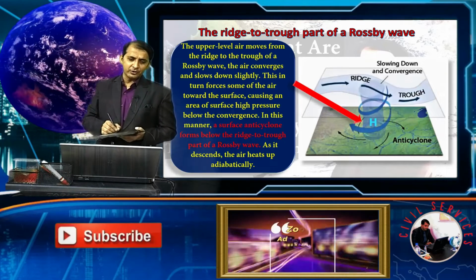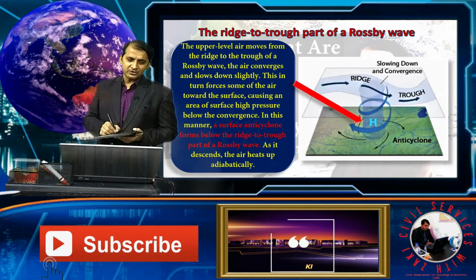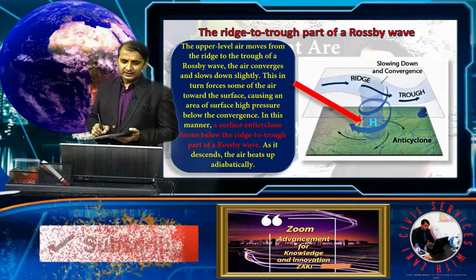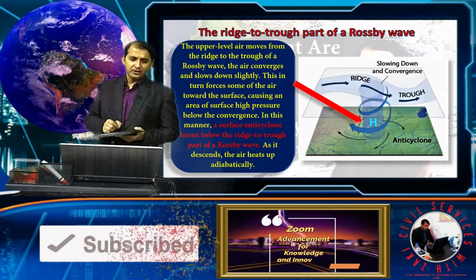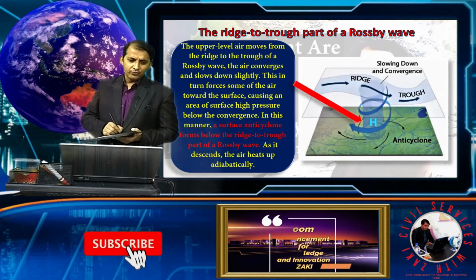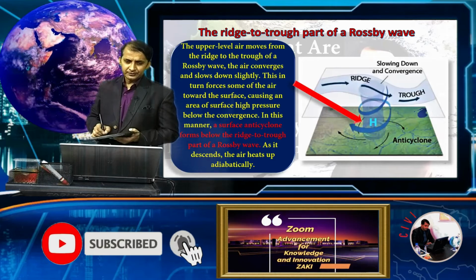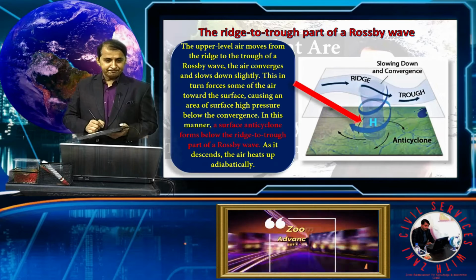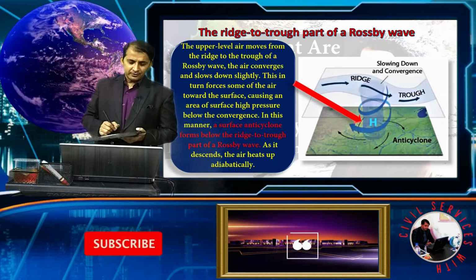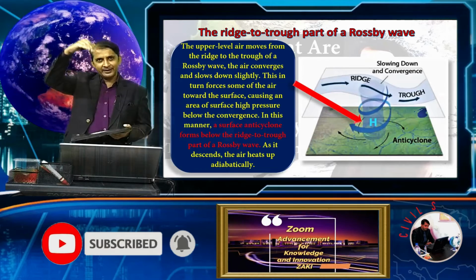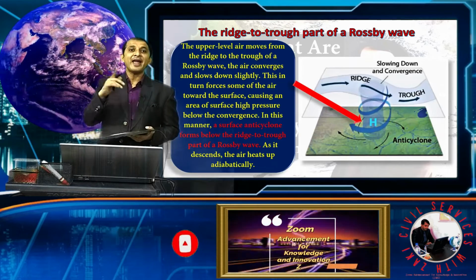This in turn forces some of the air towards the surface, causing an area of surface high pressure. In this manner, a surface anticyclone forms below the ridge-to-trough area, which is part of the Rossby wave. As you know, the air descends and heats adiabatically.